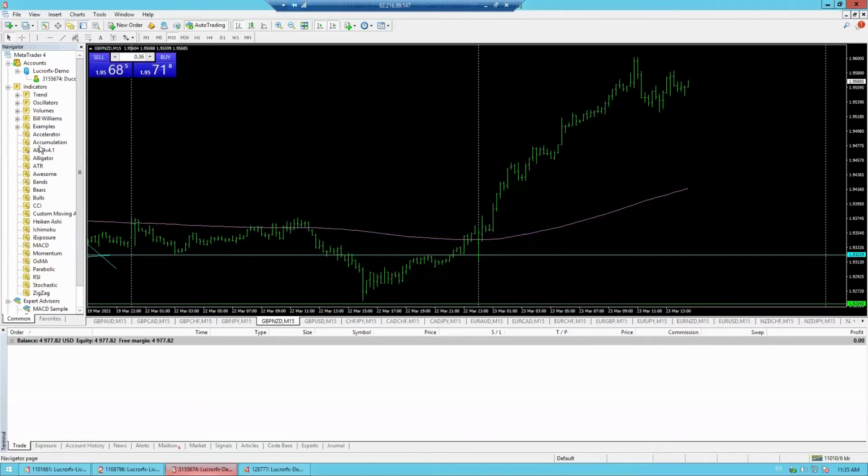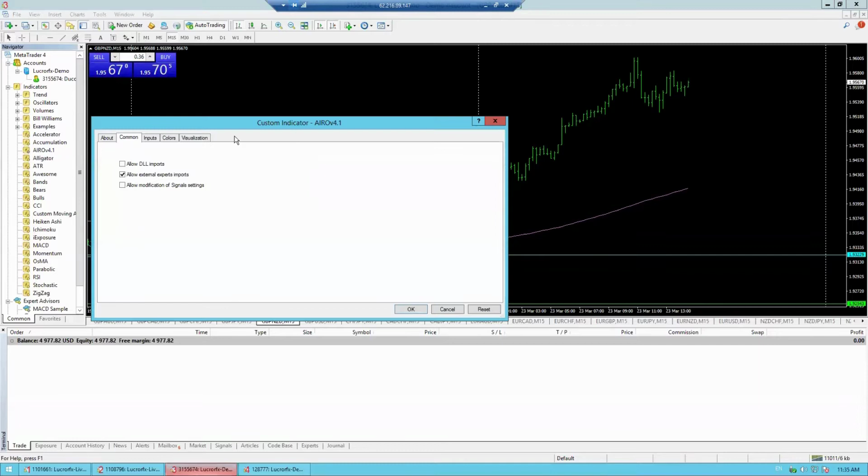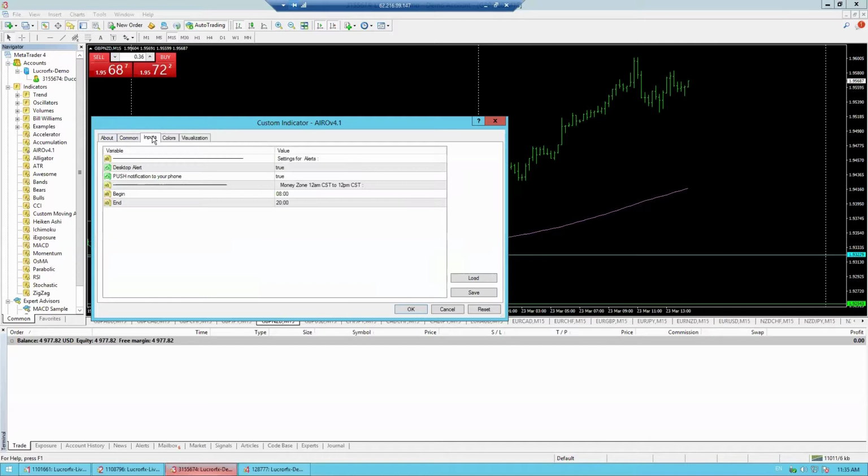So you go over here and grab this arrow 4.1, slide it over to your chart, release it, and you're going to see this little screen pop up. You're going to see this is arrow 4.1 under the common tab. Going to click on allow DLL imports. And I just kind of click all three of these. I don't think this one makes a big difference. Check your inputs. These are all default inputs, so you don't really need to make any changes there. And then you click on save.